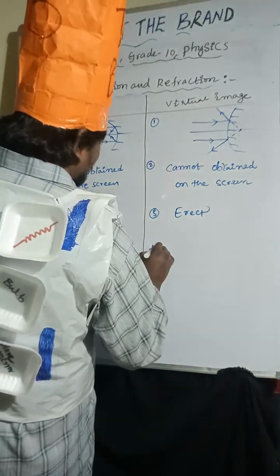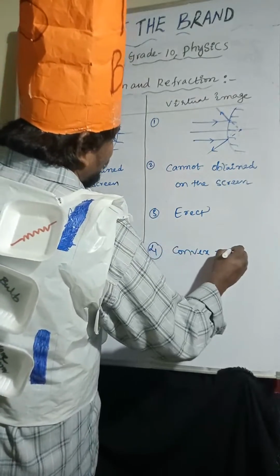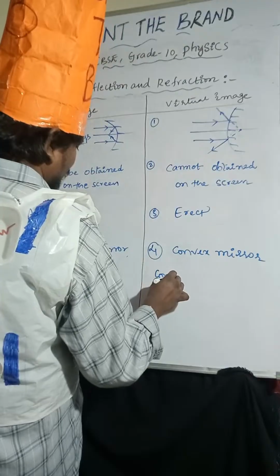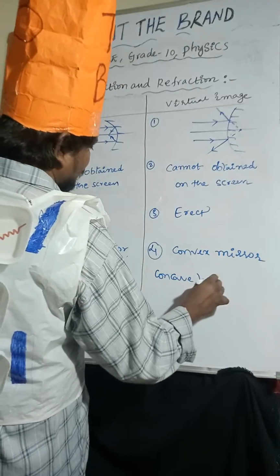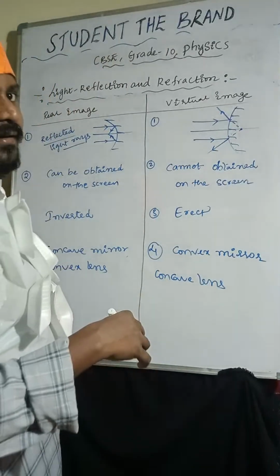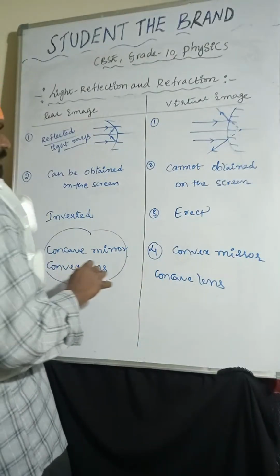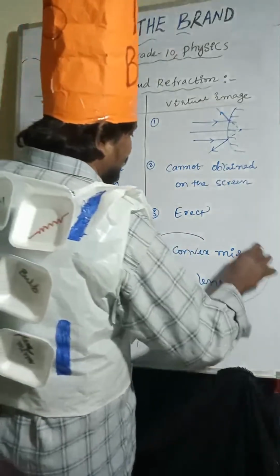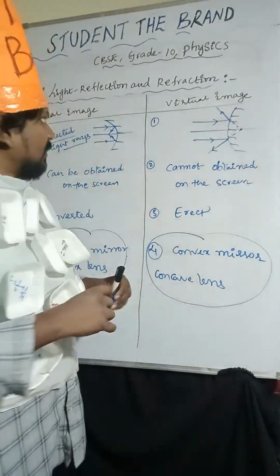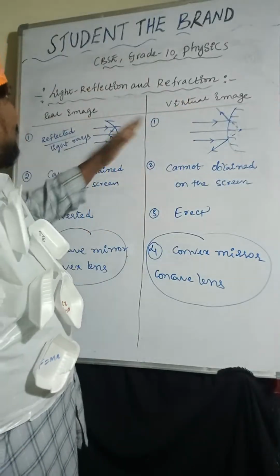Coming to the virtual image, it is formed by a convex mirror and a concave lens. Understood or not? So once again, check here. A real image is formed by a concave mirror and convex lens, whereas a virtual image is formed by a convex mirror and concave lens. Right? Yes. So this is about the difference between real image and virtual image.